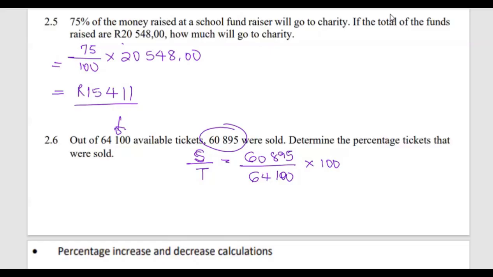And we have 60,895 divided by 64,100. You multiply by a fraction. So we are looking for the percentage, and the answer became 95%.